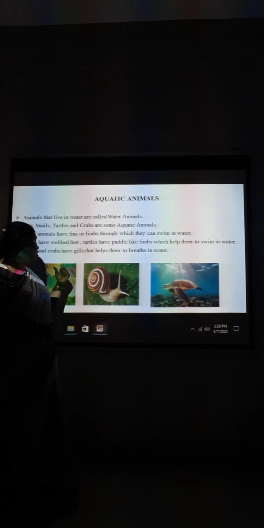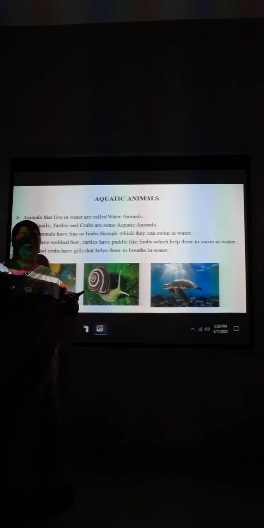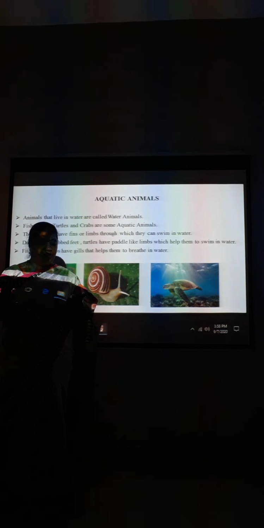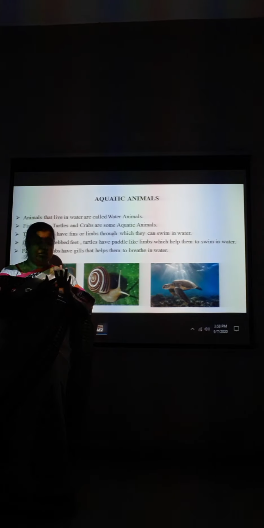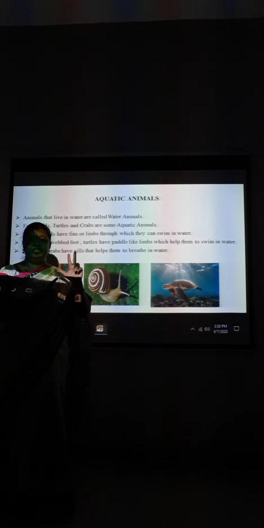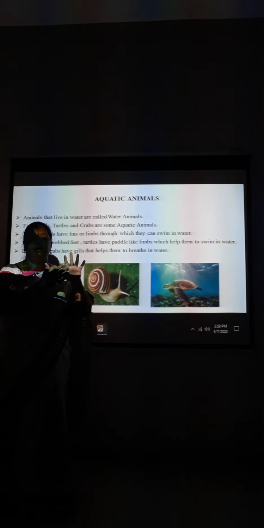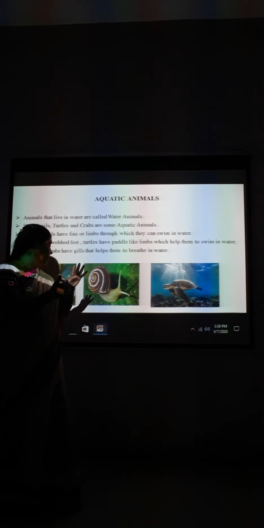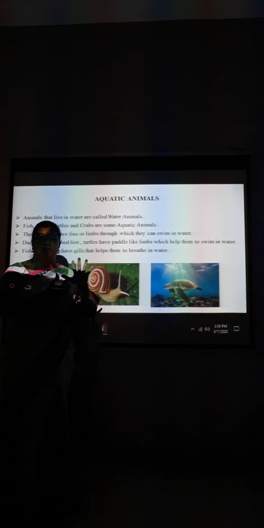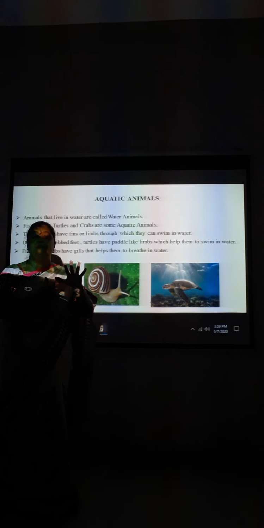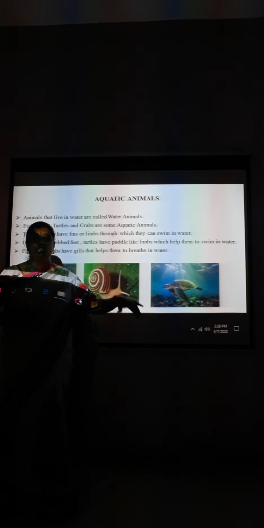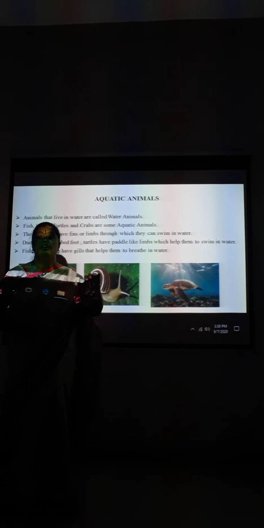So, animals like frogs and turtles have webbed feet. Webbed feet means in between the toes, they have skin. Suppose if I take these two fingers, in between the fingers there is a web. A web is an extra skin which is growing here. Like this, the whole limb of the turtle or the frog is fitted with skin, a web. So this web helps the animal push the water and swim in the water.